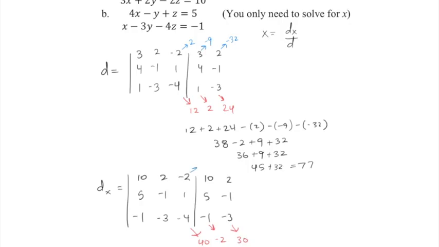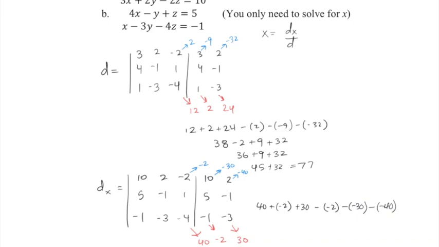+30. In this diagonal, we get -2. In that one, we get -30. In this one, we get -40. And we have 40 plus -2 plus 30 minus -2 minus -30 minus -40.